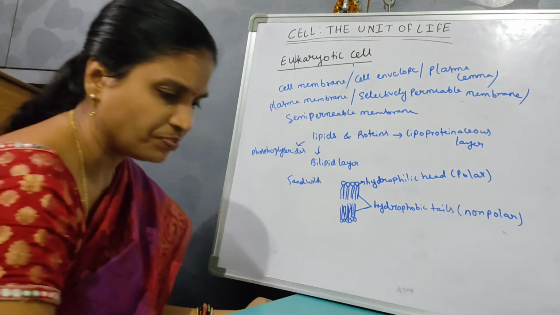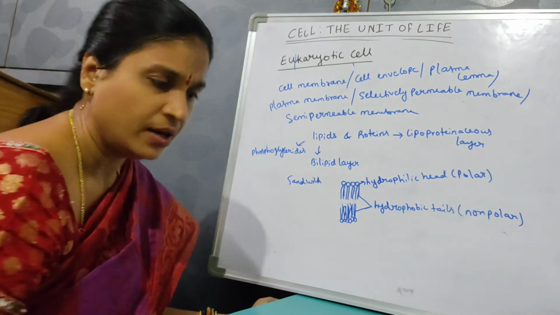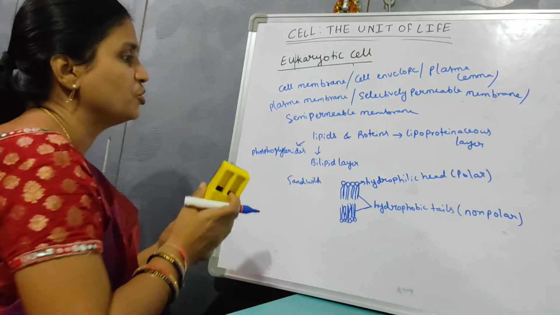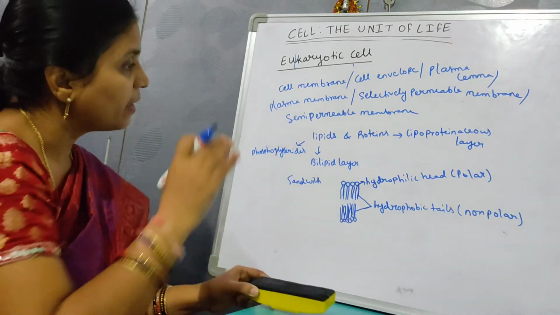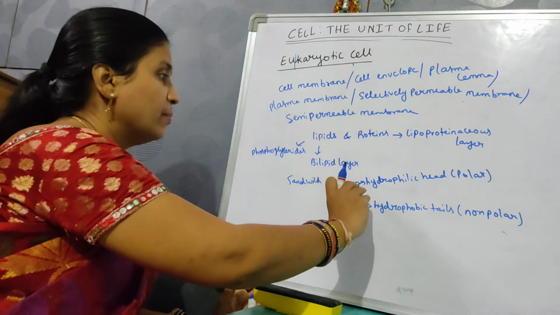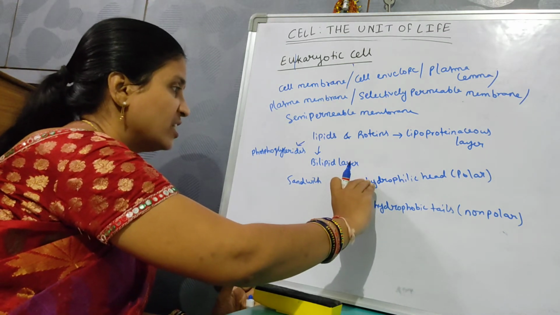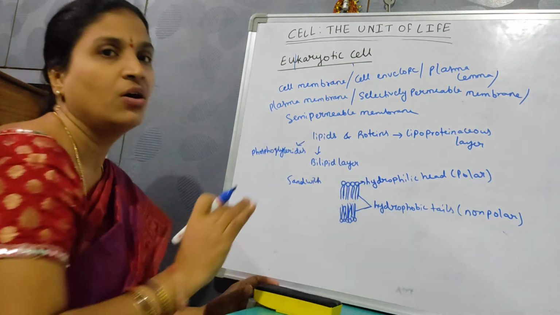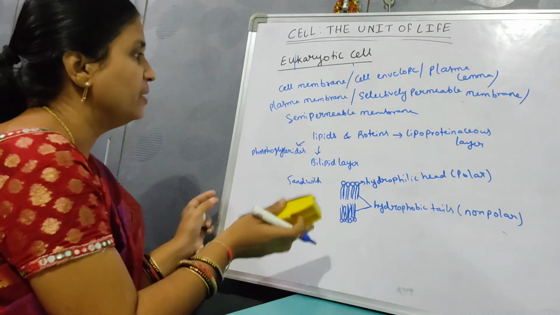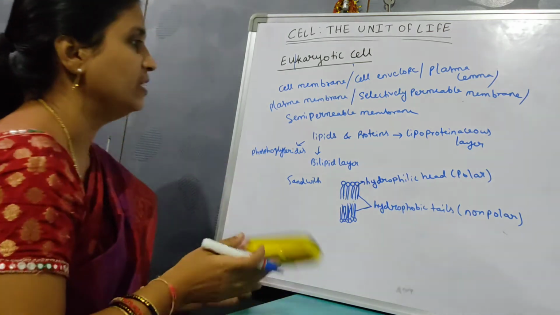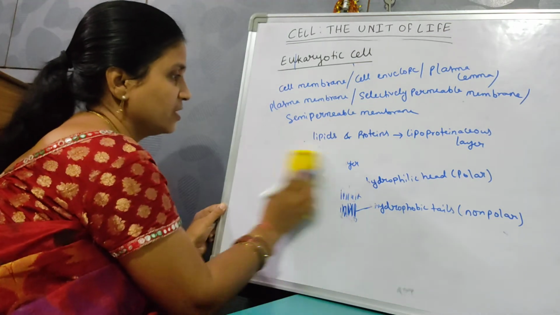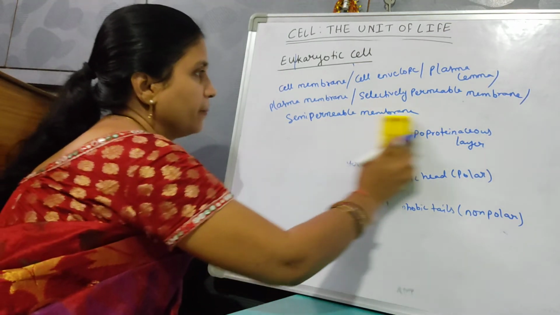Then, that is how the lipids are arranged. Coming on to proteins now. Proteins are embedded in this particular lipid layer, maybe totally embedded or partially embedded, or just on the surface of the lipid layer. Let us study this structure in detail now.